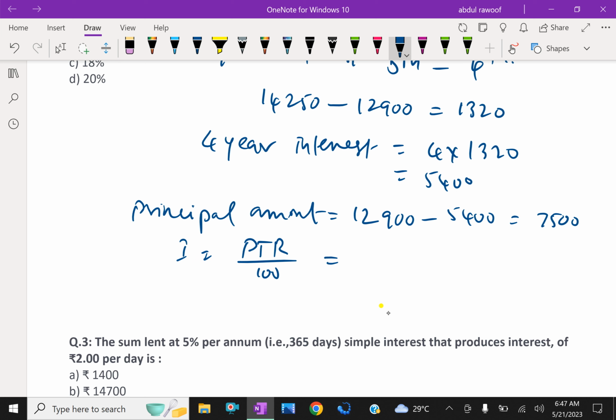This 7,500 gives the rate of interest. Here I equals PTR upon 100. We need R equal to 5,400 into 100 divided by 7,500 into 4 years, which gives 18%.